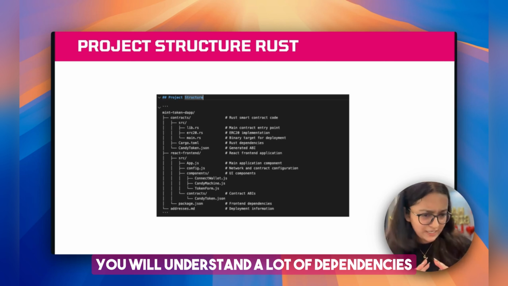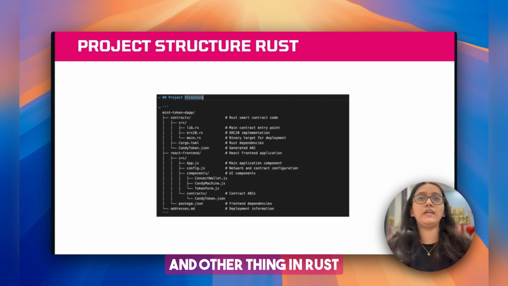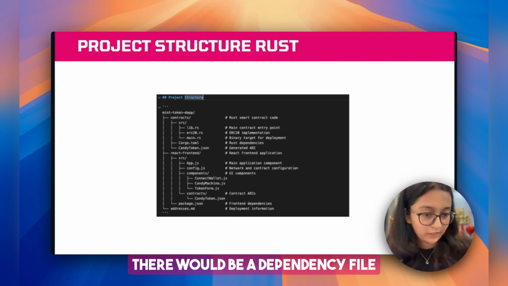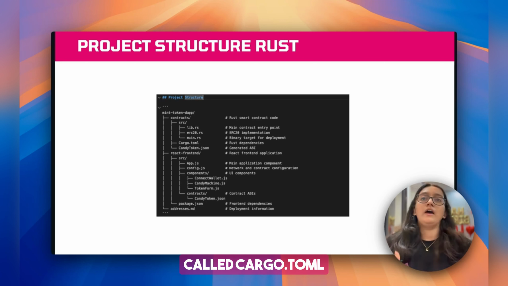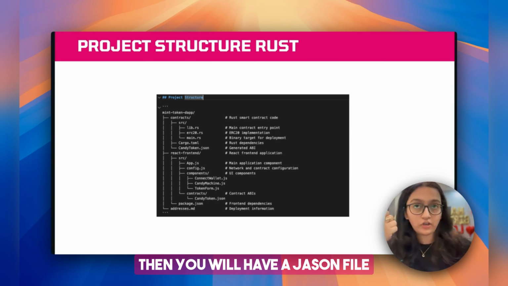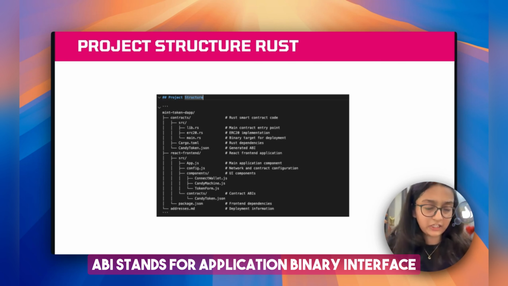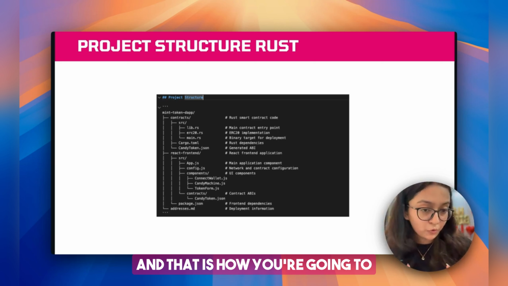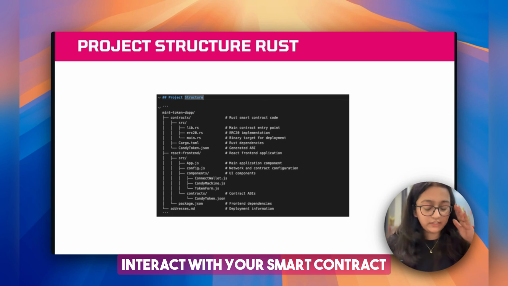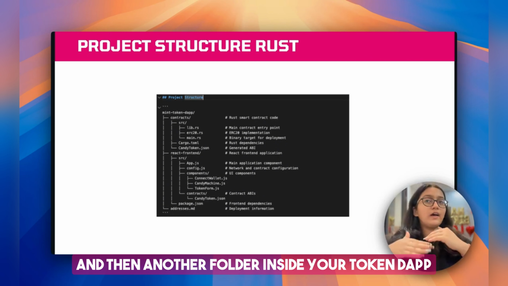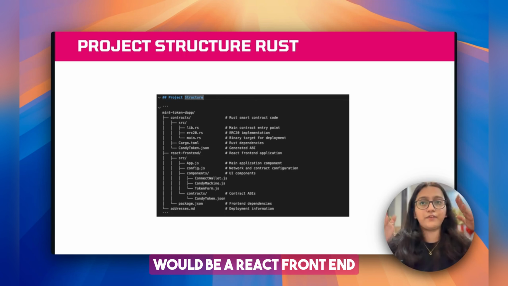And yeah, you will understand a lot of dependencies and other thing in Rust and how to put everything together. There would be a dependency file called cargo.toml. Then you will have a JSON file, which is a generated ABI. ABI stands for Application Binary Interface, and that is how you're going to interact with your smart contract and your front-end application. And then another folder inside your token DApp would be a React front-end.